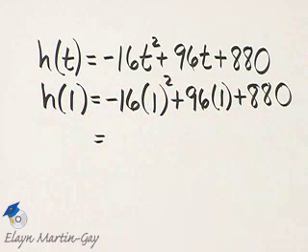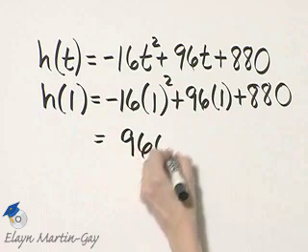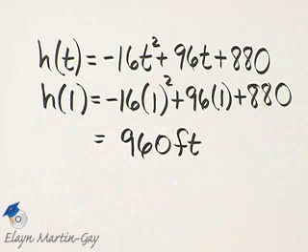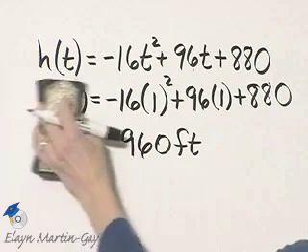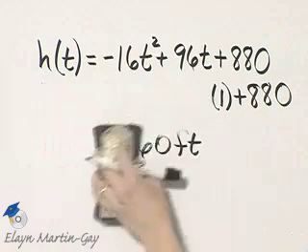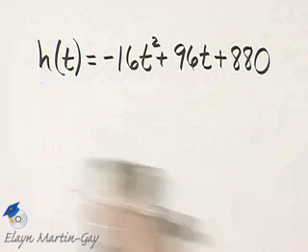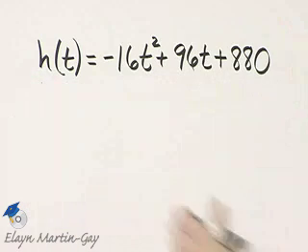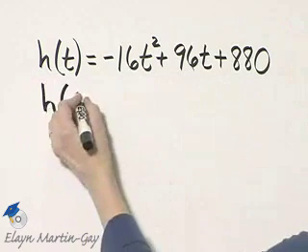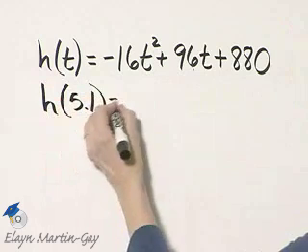And if you simplify that expression on the right, you'll have 960, and that stands for 960 feet. So after 1 second, the height of the pebble is 960 feet. Now, how do we find the height of the pebble when t is 5 1/10? That means after 5 1/10 seconds, we would find h of 5 1/10.